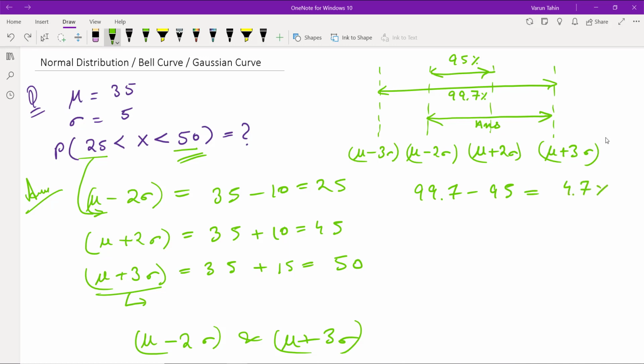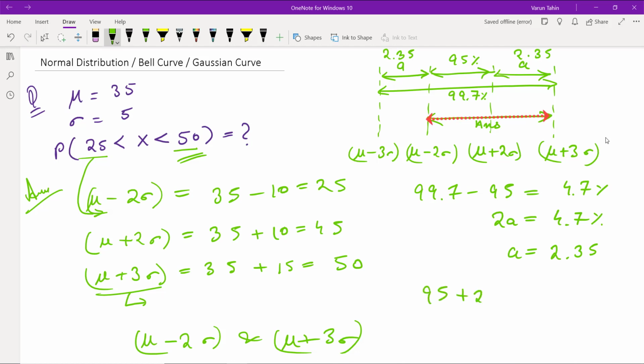So guys, if we subtract this region from this region, we'll get the region which is empty here, which will be equivalent. So we can say that 2a equals 4.7 and a equals 2.35. So each of these regions is 2.35. Now as we are interested in this region, this is 95 plus 2.35, which is 97.35%, which will be our answer.